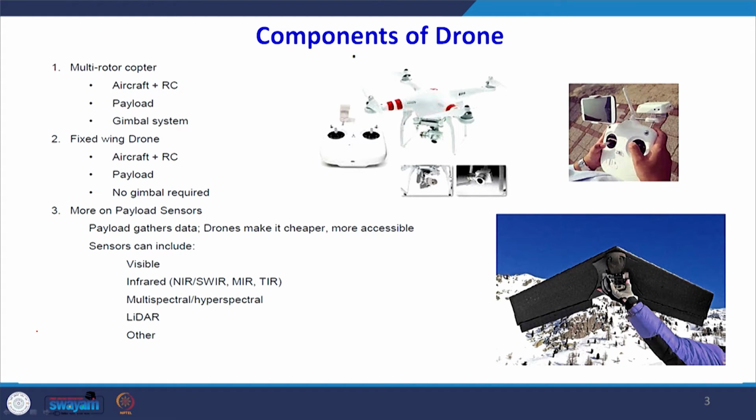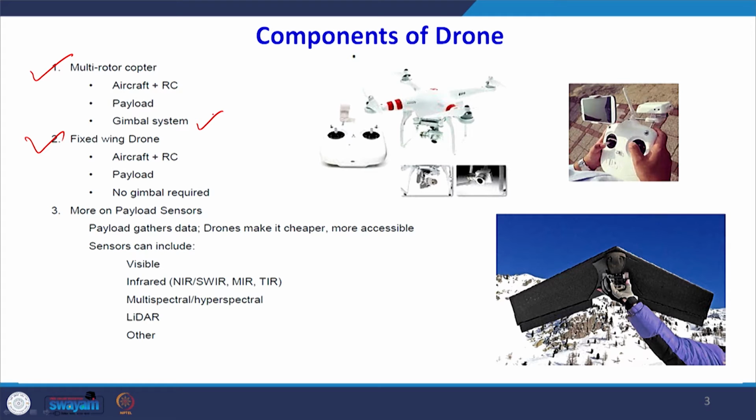If we look at the various components of the drone, we have either a multi-rotor copter or a fixed wing kind of a copter, and the common thing is that we have payload systems where we are mounting the sensor systems, different cameras and sensor systems, the aircraft itself, and the gimbal system which can support all these sensor systems. This is a common kind of thing, but in fixed wing the gimbal system is not required. You can put it in the aircraft itself.